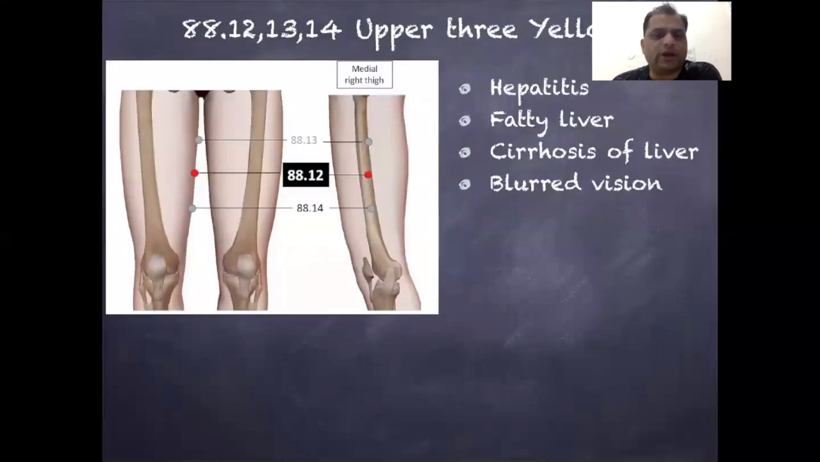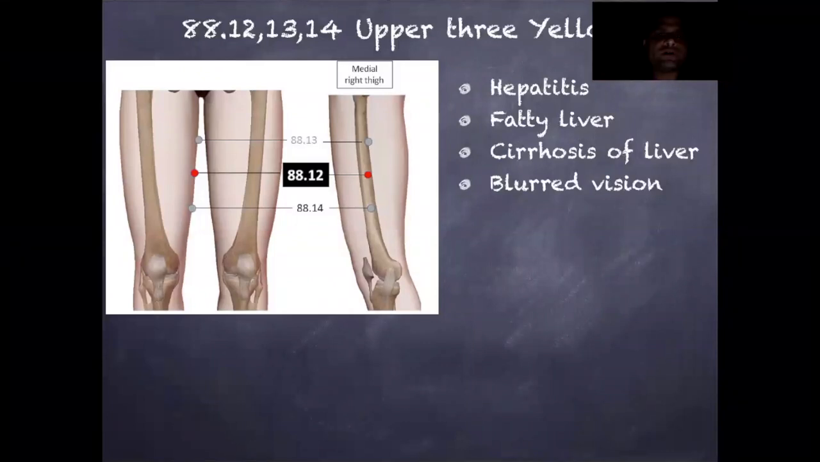So we can see in this image, this is 88.12, 13, 14. If you compare with traditional acupuncture, these points are available in the liver meridian. These points are on the medial thigh, inside the thigh. If you are standing, touching both thighs, this part of the thigh touches each other. In this way, these are very effective points available in the thigh.